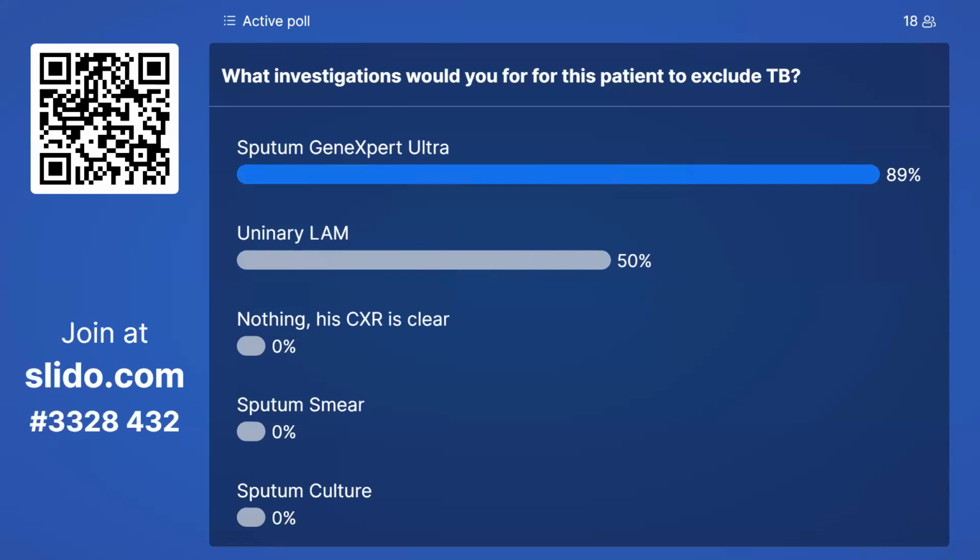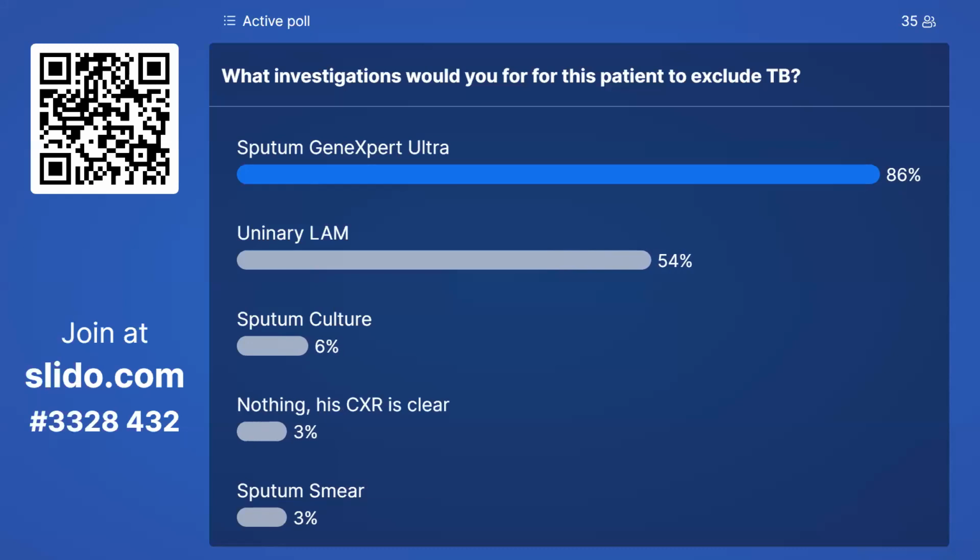And I'm holding my breath that nobody is going to say nothing, because then I will have failed in my duty as a treating doctor. Okay, so we've got a couple of votes. We've got a couple of votes for doing nothing because his chest X-ray is clear.